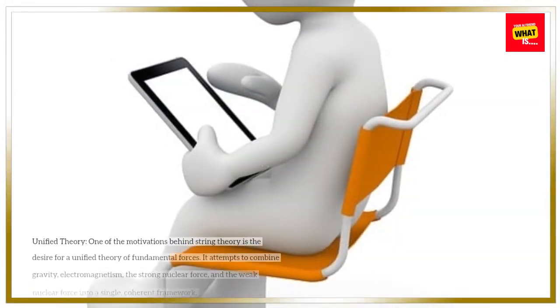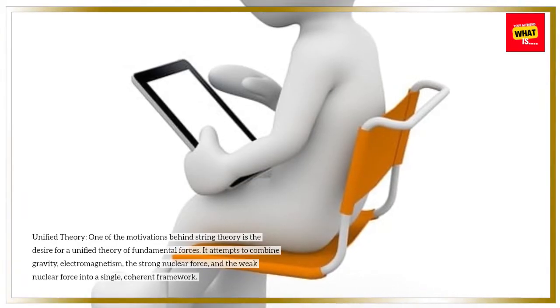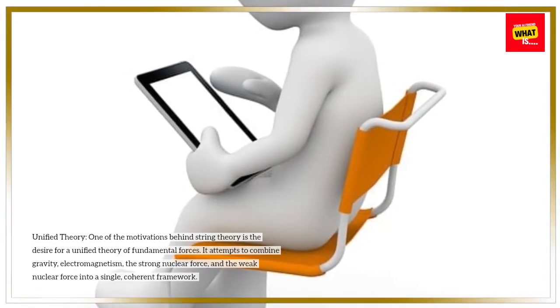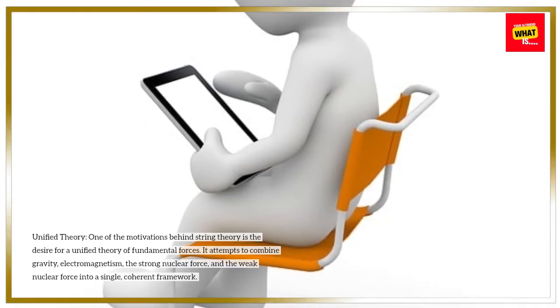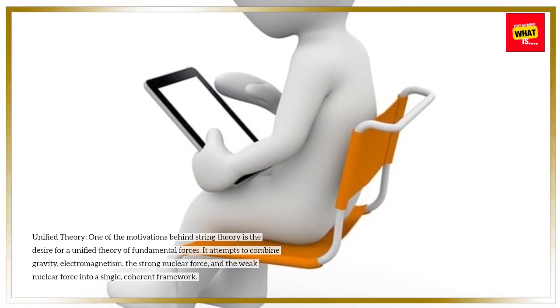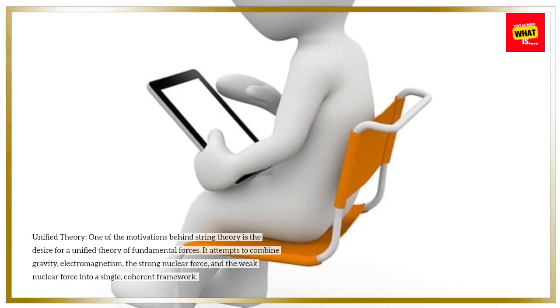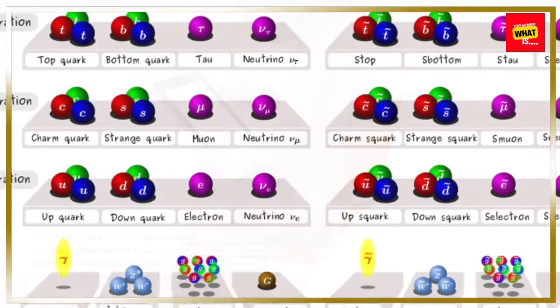Unified theory. One of the motivations behind string theory is the desire for a unified theory of fundamental forces. It attempts to combine gravity, electromagnetism, the strong nuclear force, and the weak nuclear force into a single, coherent framework.